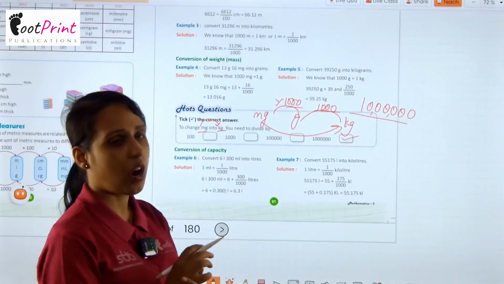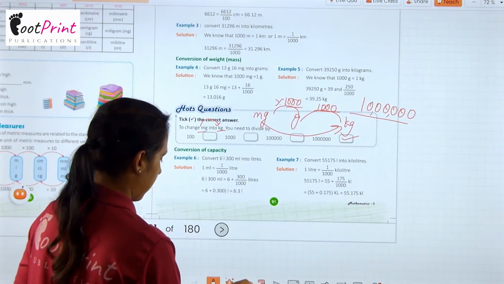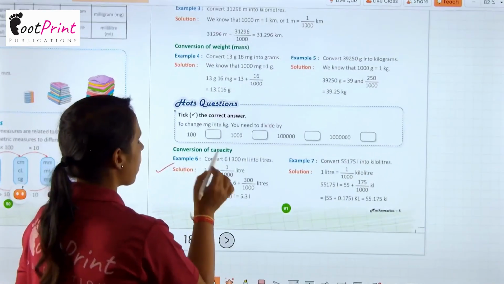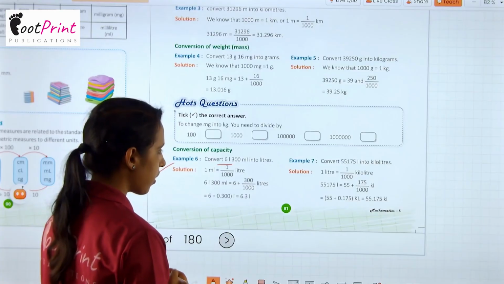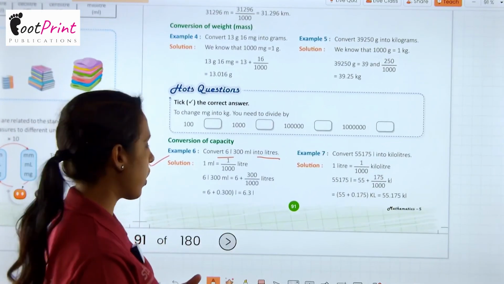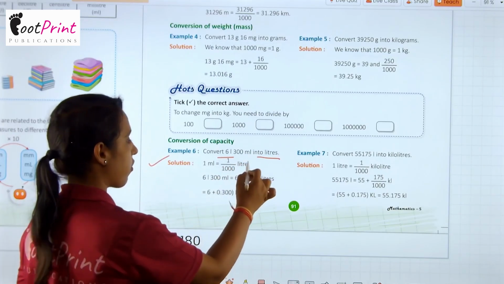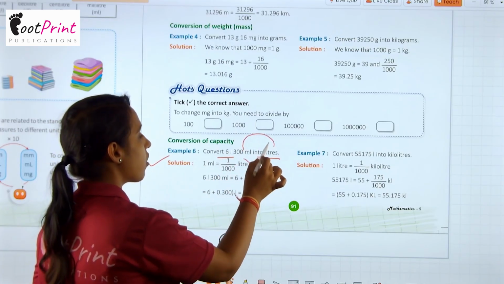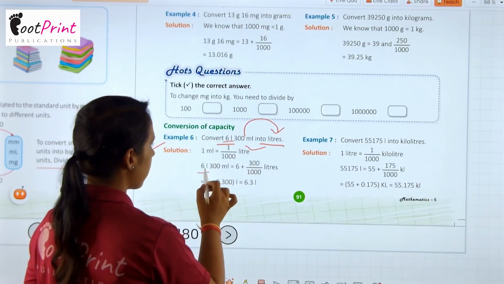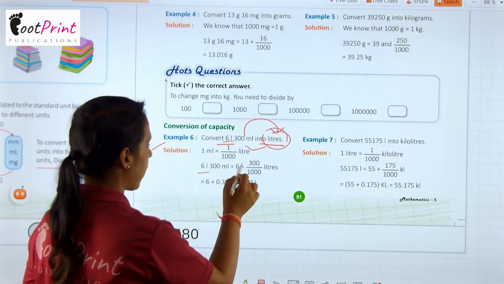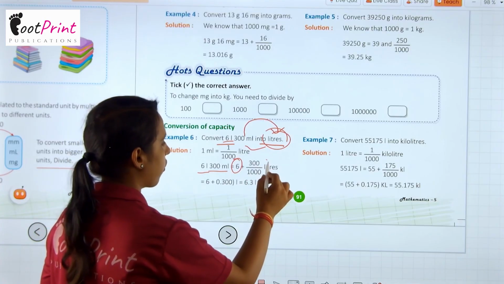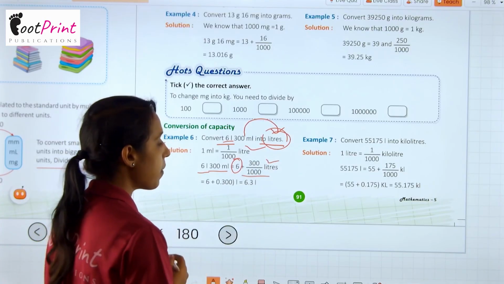Now we will learn how to convert capacity. Okay. So example number 6 is here. Convert 6 liter 300 milliliter into liters. We know that 1 milliliter equals to 1 upon 1000 liter. Here we divide because we are converting smaller unit to bigger unit. So here we have 6 liter and we have to convert in liters, so we write 6 as it is. Now we have 300 milliliter, so to convert it into liter we divide it by 1000.